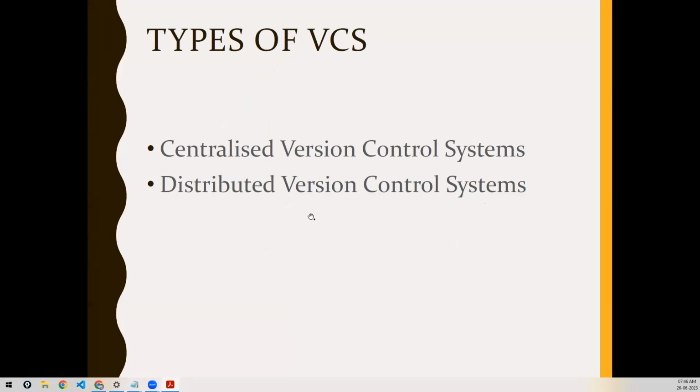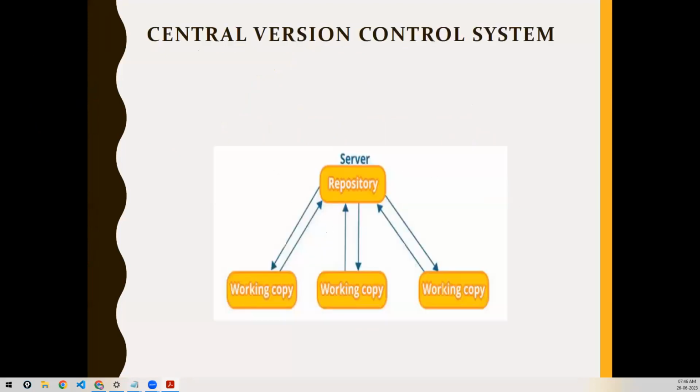So we have understood what is a version control system. So now let's talk about the types. First, let's talk about the centralized version controls.